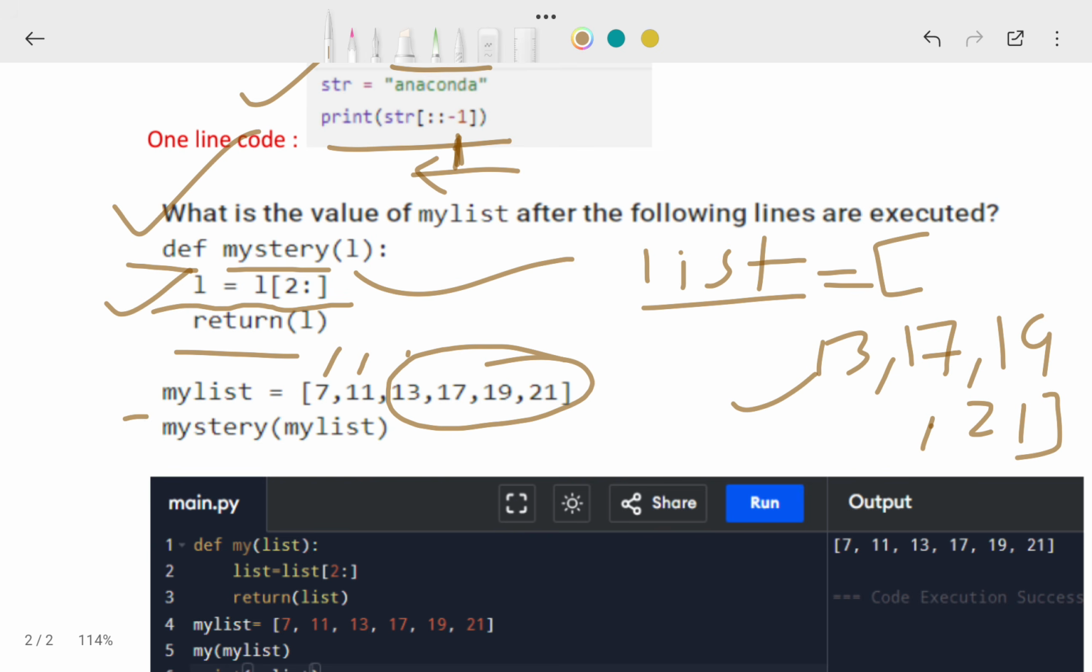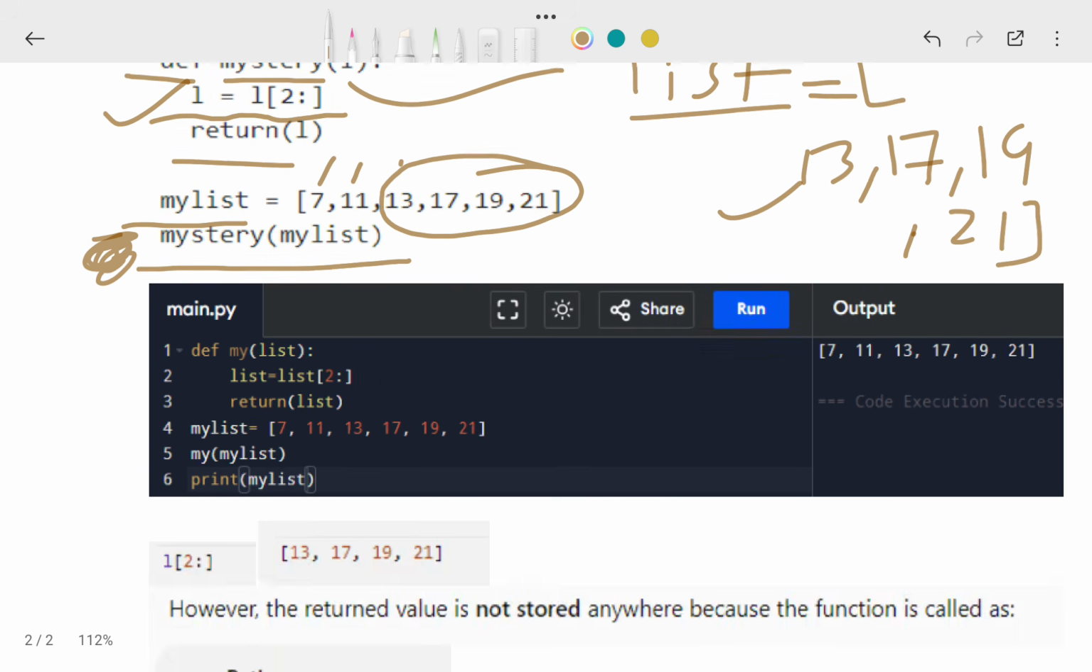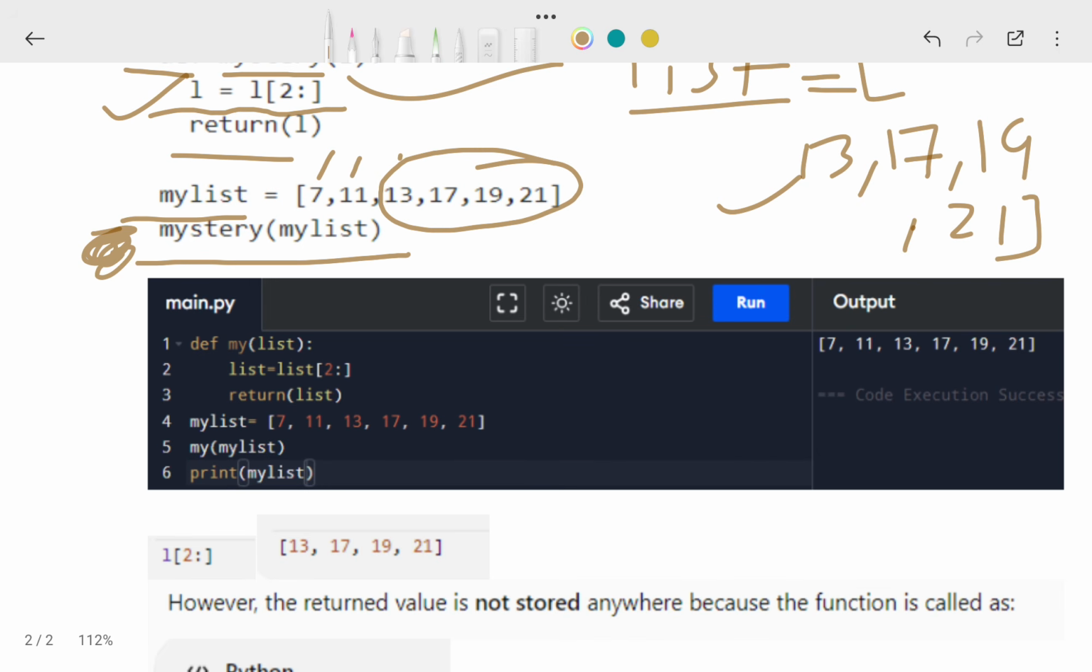After that, I already defined the list. Now I am calling the function, but whatever I have updated, I am not storing anywhere. This is the fault here, the error. So what is the meaning of this? Your list will display the same value. Your list will display the same answer.